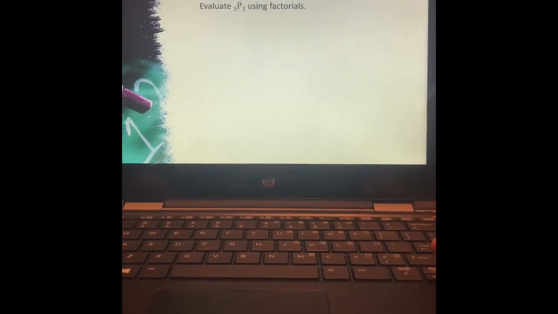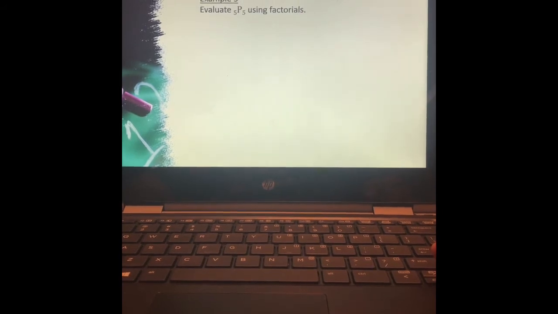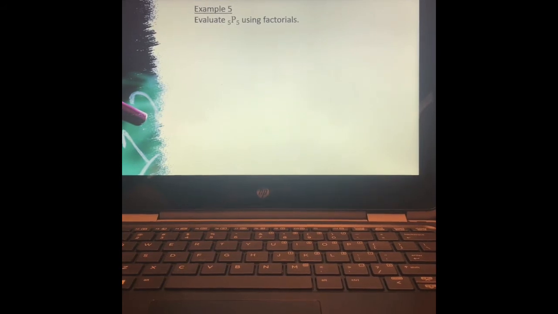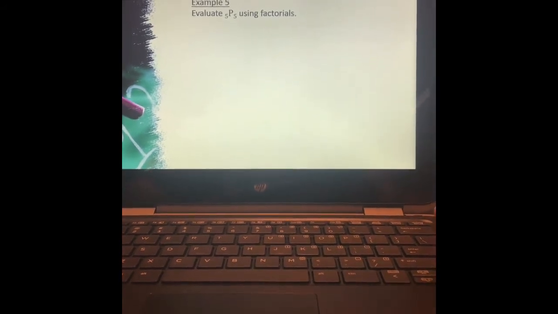Evaluate 5P5 using factorials. You have 5 people, for example, and you need to put them in order. You need all 5 of them.